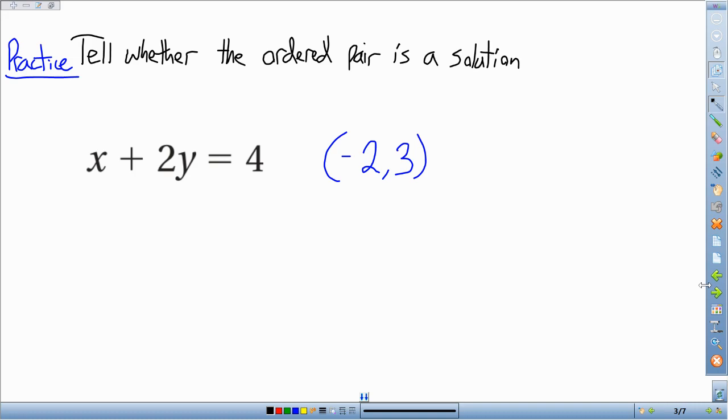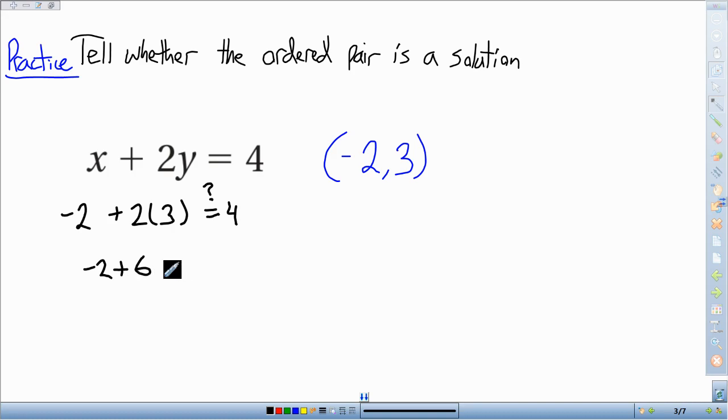Alrighty, so from here, I'm going to have you guys go ahead and try this one out on your own and see what happens. All right, so plugging in my x value, -2, plus 2 times my y value, +3. And we're wondering, does that equal 4? All right, well, it looks like 2 times 3, we're getting 6. So we're getting -2 plus 6. We're wondering, does that equal 4?